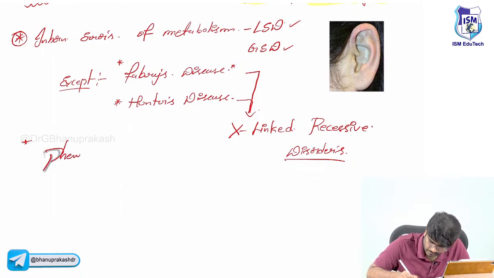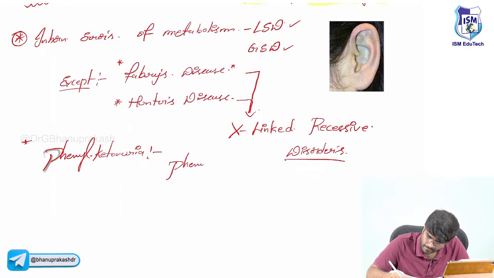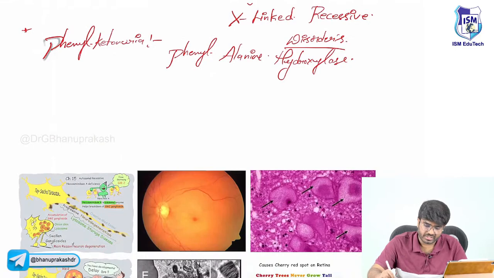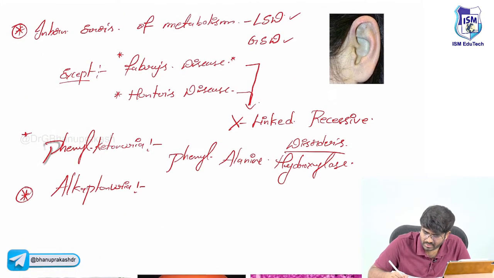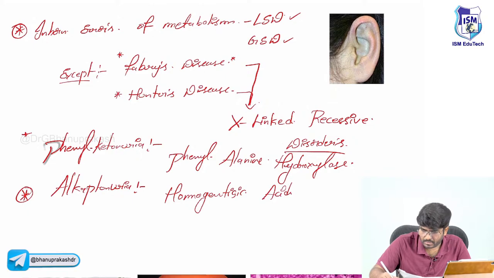What is the enzyme deficiency? Phenylalanine hydroxylase deficiency. Now, alkaptonuria. The patient is having alkaptonuria. What is the enzyme deficiency? Homogentisic. Excellent, Monica, you are right. Homogentisic acid oxidase deficiency.